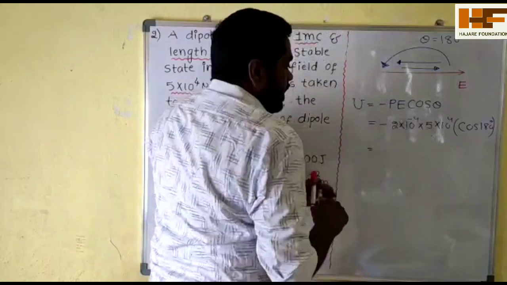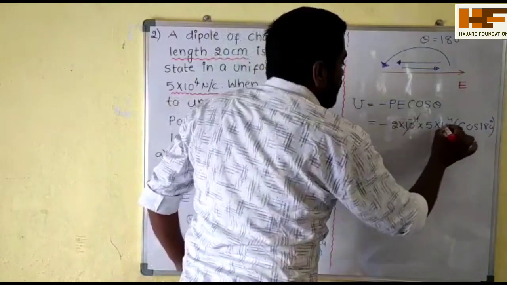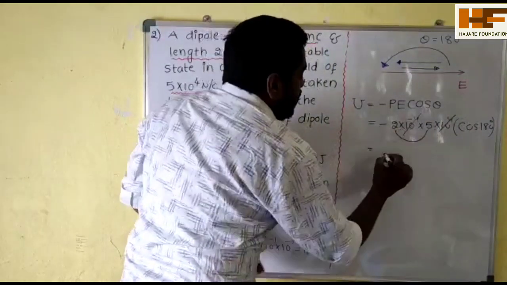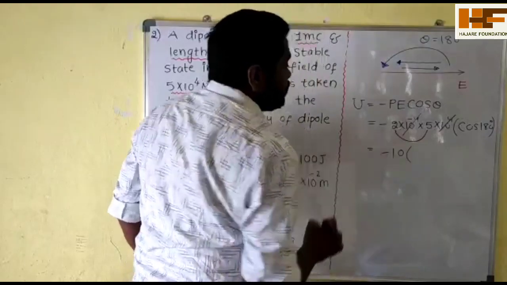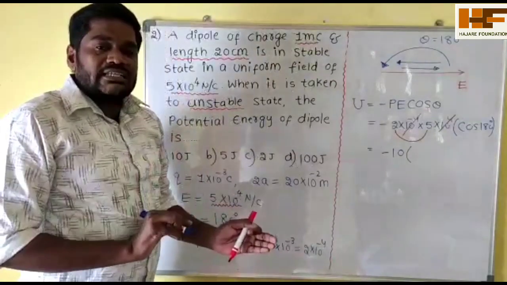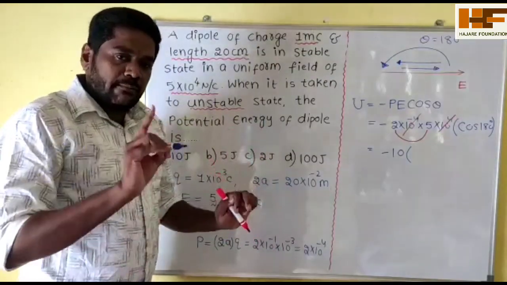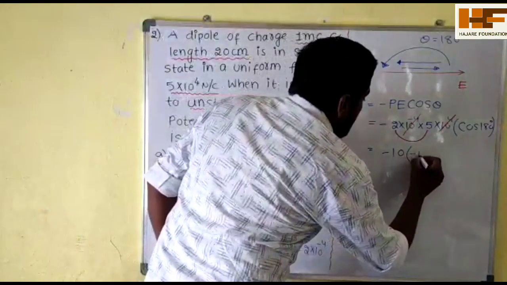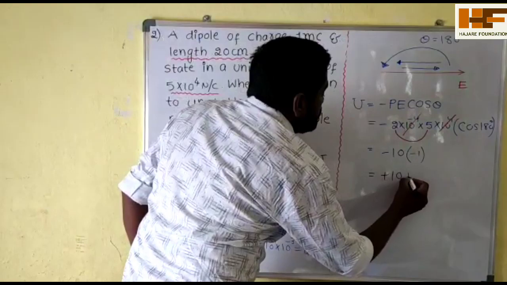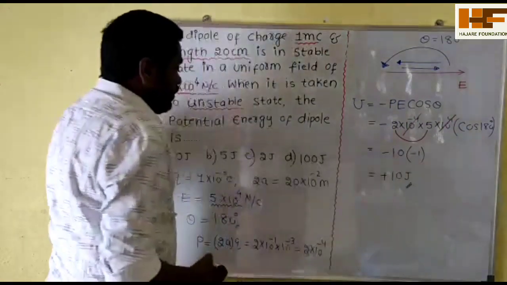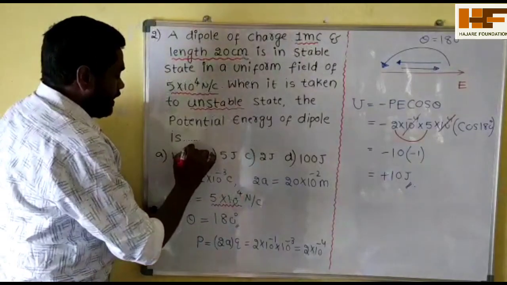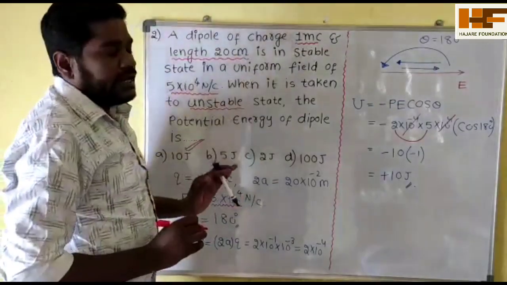This 10 power minus 4 and 10 power plus 4 cancel. Therefore 2 into 5 is how much? 2 into 5 is 10. So that is minus 10 into cos 180. Cos 0 is plus 1, cos 90 is 0, cos 180 is minus 1. Therefore minus into minus becomes plus 10 joules. Now this is the answer. Out of the 4 options A, B, C, D, what is the correct answer? The first one is the correct answer.